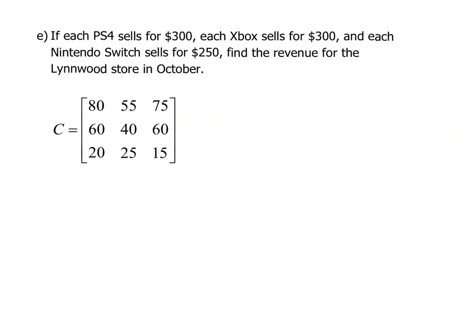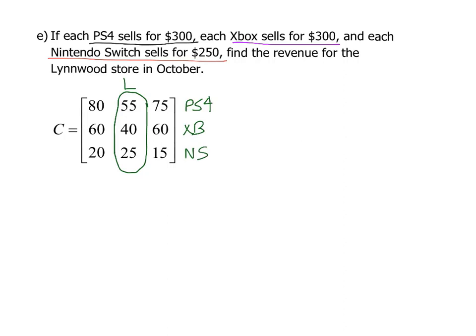In this next question, it tells us the price for each game system. PS4 sells for $300, Xbox sells for $300, Nintendo Switch sells for $250, and what we're supposed to do is find the revenue for the Linwood store. So remember, Linwood was my second column. This was my PS4, this is my Xbox, this is my Nintendo Switch.